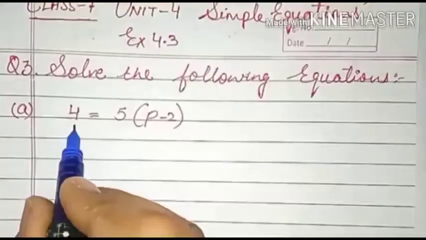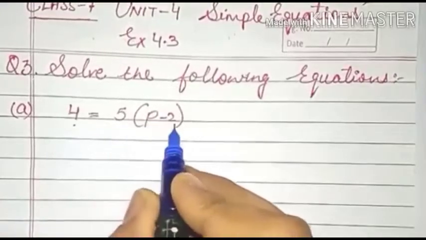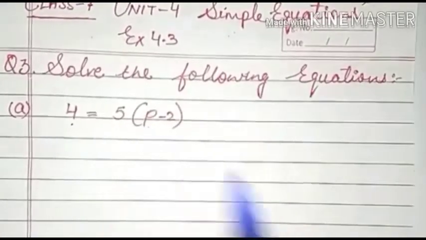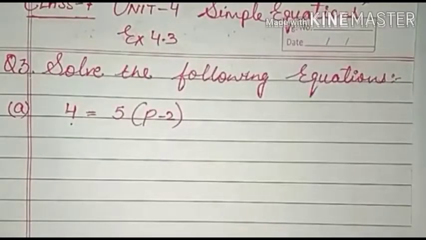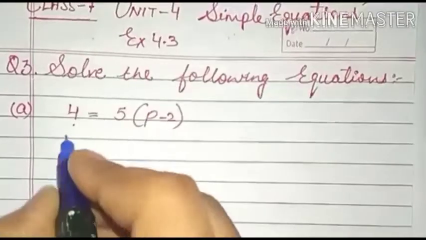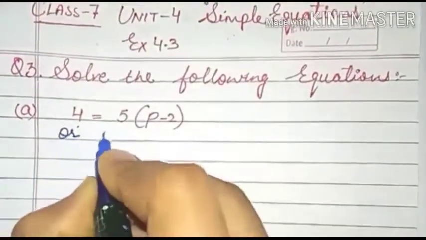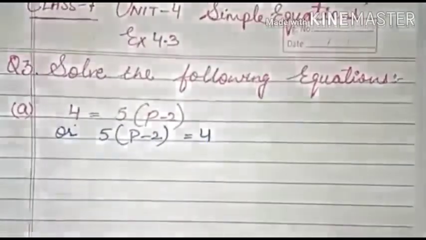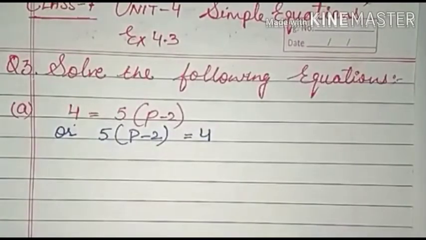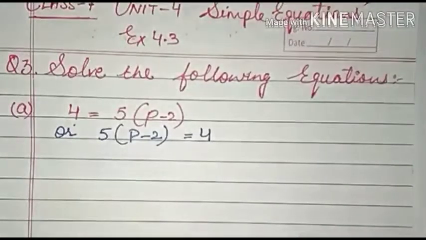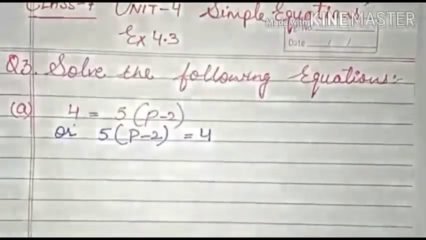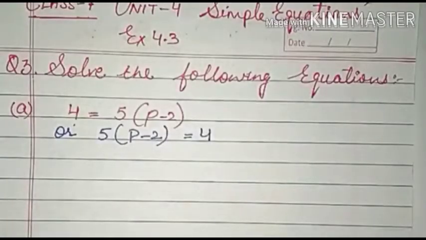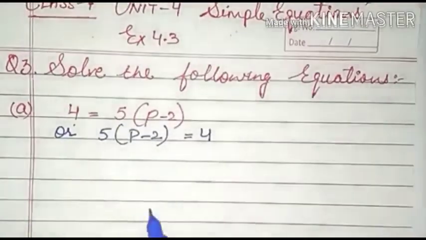So the first part is given: 4 is equal to 5 into (p minus 2). Here the variable is given on the right hand side, so it doesn't matter, you can write it as 5 into (p minus 2) is equal to 4. We can interchange their sides also, or you can go the same way keeping the variable on the right hand side. It's just up to you.